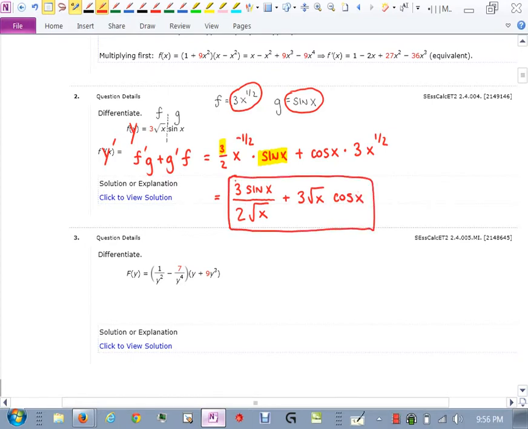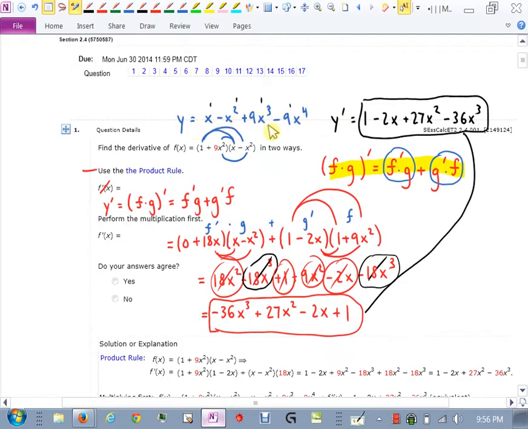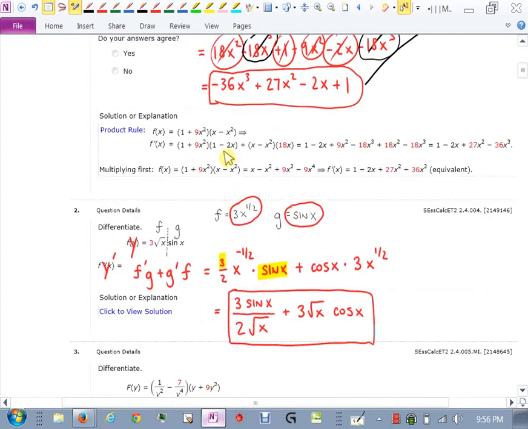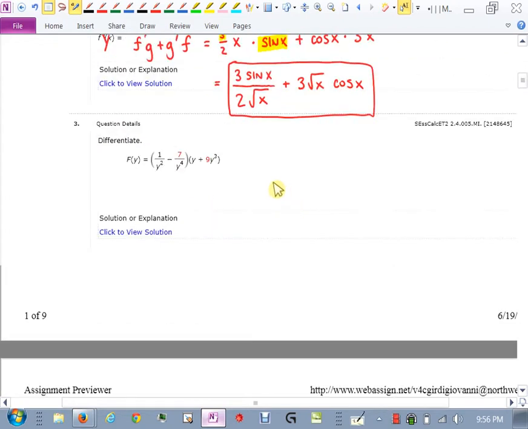But again, notice you could not have done what we did up here where we expanded out. Can't do that because there's no expansion possible here. So the only thing we have is the product rule. Okay, so let's differentiate this one. Notice that our variable here is y, so I can't call this side y.